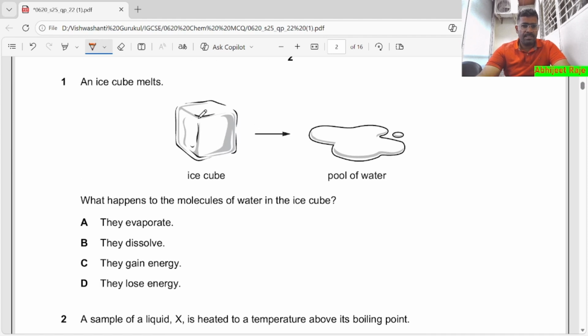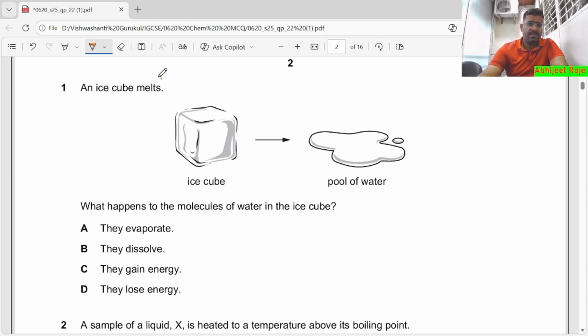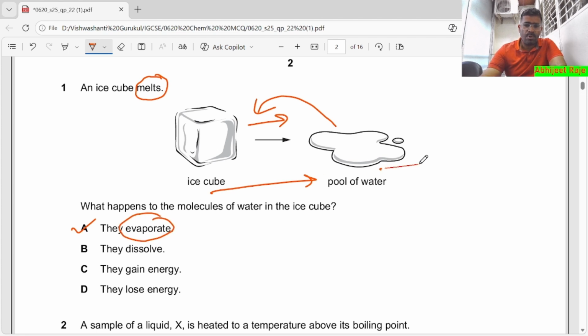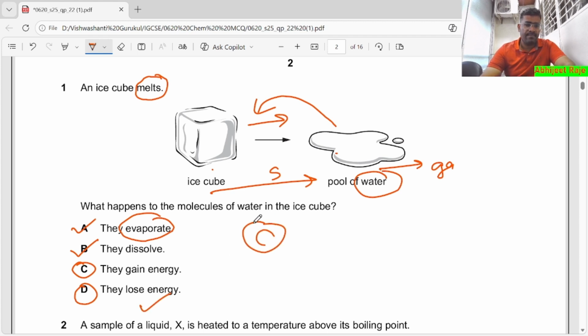The first MCQ says an ice cube melts, right? So in every melting, heat is absorbed, so this forward reaction is endothermic and the reverse reaction is exothermic. They have given the options: evaporation is boiling, liquid to gas. Second case, the dissolution happens in solid and liquid. They gain energy, and they lose energy. No, this water to ice cube, they will lose energy. So option C is correct.